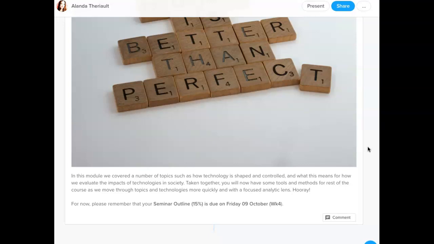We've covered a great number of topics as to how technology is shaped and controlled and what this means for how we evaluate the impacts of technologies in society. And when you take everything that we've been talking about together, you're going to have some pretty heavy-duty awesome tools and methods for the rest of the course. Because what's going to happen from here on in is that using this model and thinking in this particular way will become old hat for you.